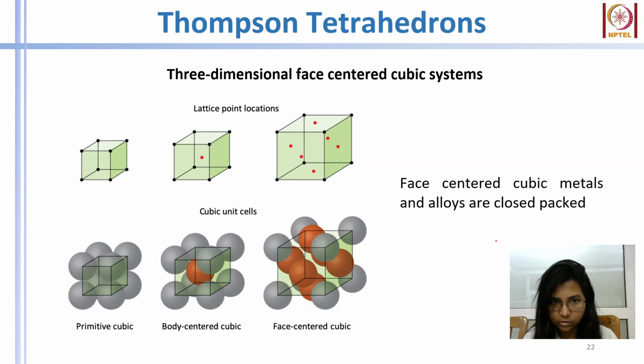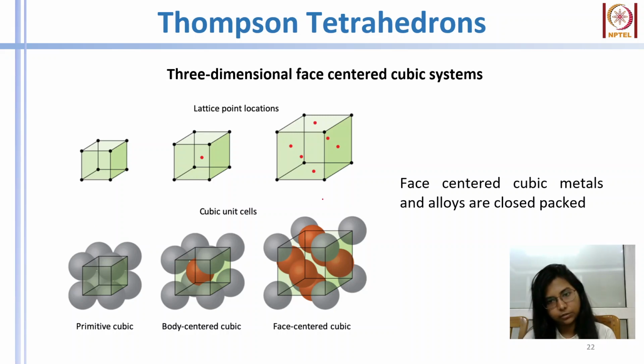So what is Thomson's tetrahedra? We will learn. So at first, what are we focusing on? We are focusing on the three-dimensional face-centered cubic systems, right? These are the lattice points. This is primitive, this is body-centered, this is face-centered, right? So the cubic unit cells. This is what I was talking about. This is the hard sphere model.